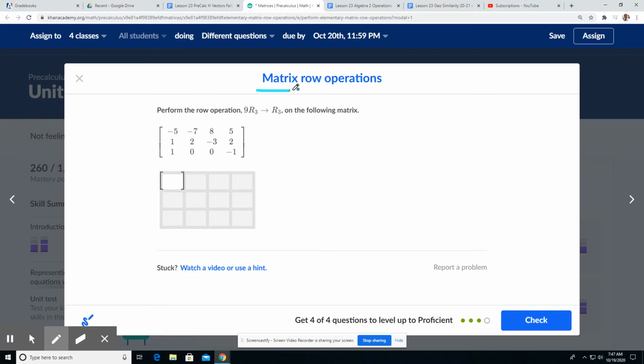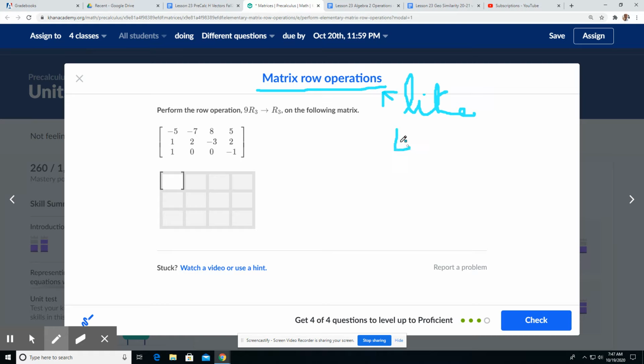All right, we are doing matrix row operations. We are operating on each row, doing some sort of operation, multiplying or combining. So basically what's happening here, this is the elimination method. It's like the elimination method.